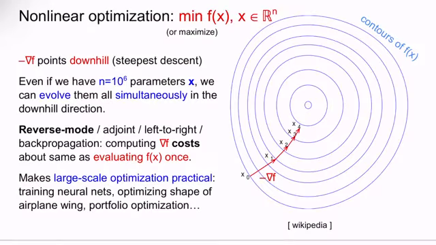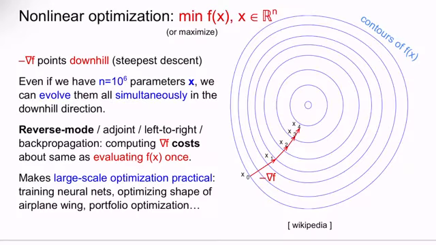You don't want to optimize each variable one at a time, because that'll take forever if there are 1 million variables. And as we're going to talk about over and over again, it turns out that when you have a scalar function of vector inputs, you can compute all million derivatives, or all n derivatives, the gradient, with about the same cost as evaluating the function once.